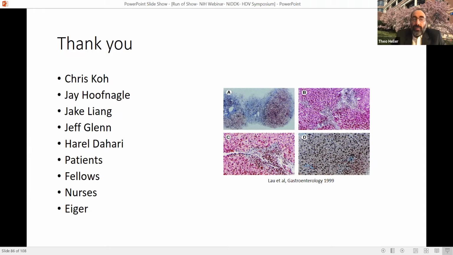I have to thank the patients, the fellows, and the nurses who make all of this happen, because nothing is possible without the people who actually do the work and don't give the talks. And lastly, I want to end with that image from Dr. Lau's paper, which is really our aim, to go from cirrhosis to normal. Thank you for your attention.